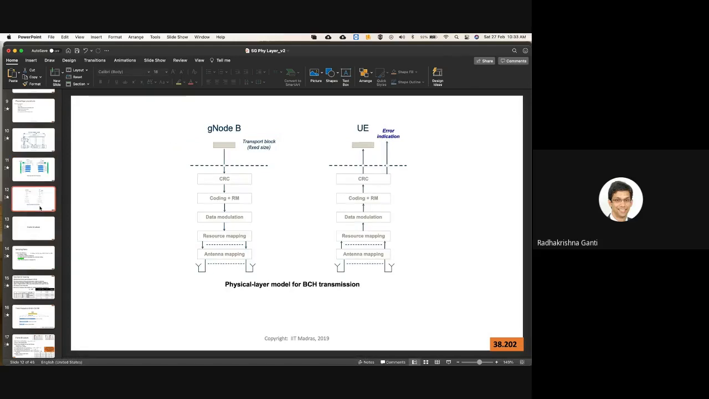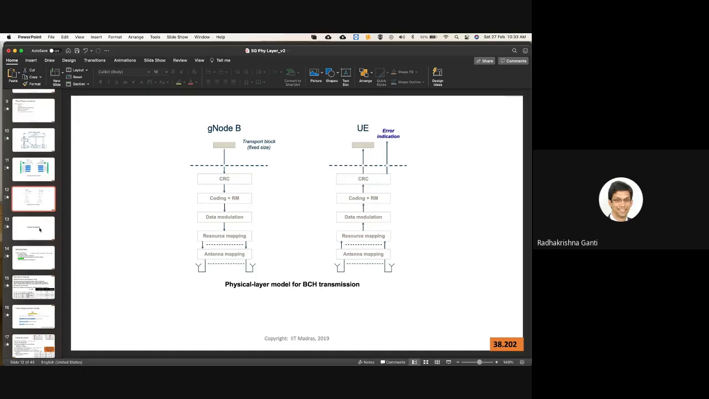Okay. So any questions? So at a high level, you understand what is happening. So essentially there are transport blocks coming from the MAC layer. The physical layer processes these transport blocks and transmits, the UE receives these transport blocks and sends them to the higher layers. Similarly, the other way also happens. Okay, that's what we should do.